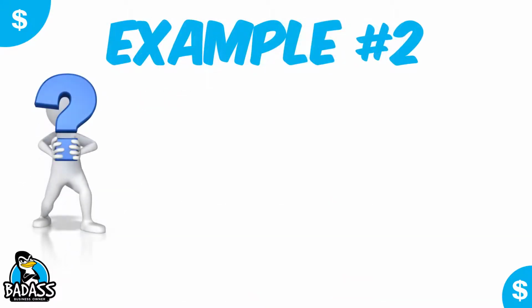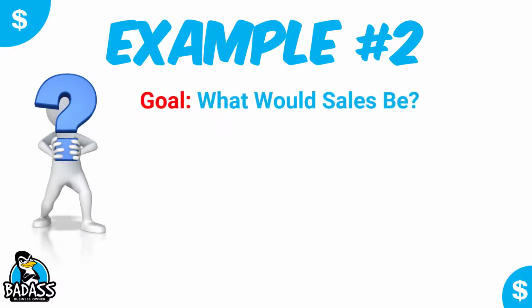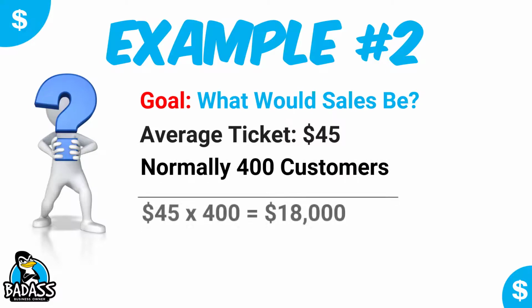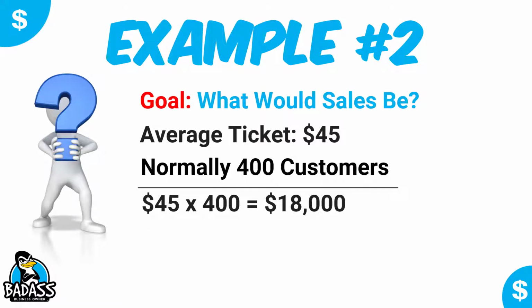Let's take a look at another type of example. Let's just say you're trying to figure out the opposite. You're trying to figure out what your sales would be if you charged something different and you can get your average ticket up. So maybe you increase prices, maybe you do an add-on item, but whatever the case is, you're trying to raise your average ticket. So let's take a look at that. Let's say your average ticket is the $45 and you normally have 400 customers. That means sales are going to come to $18,000.